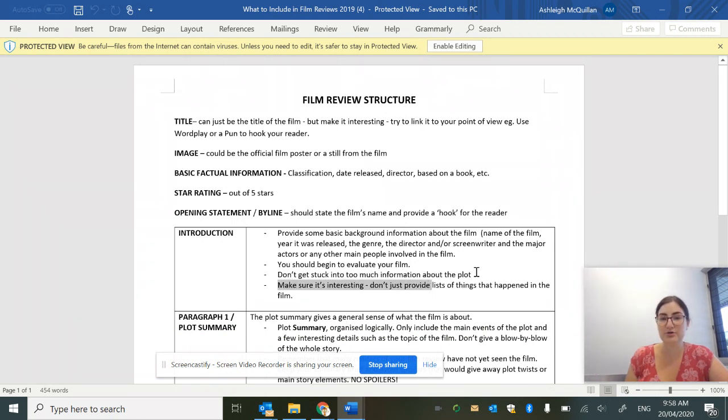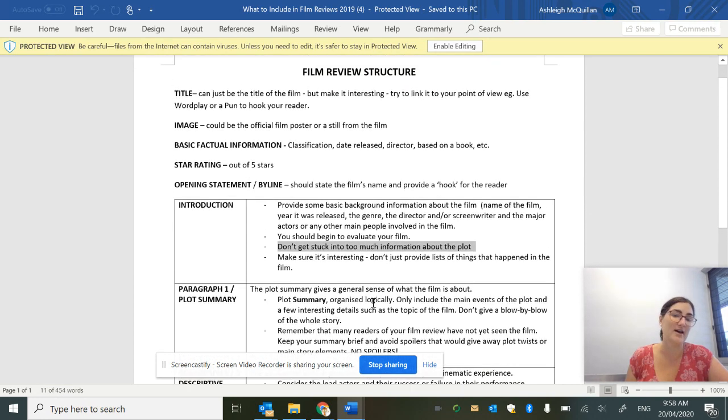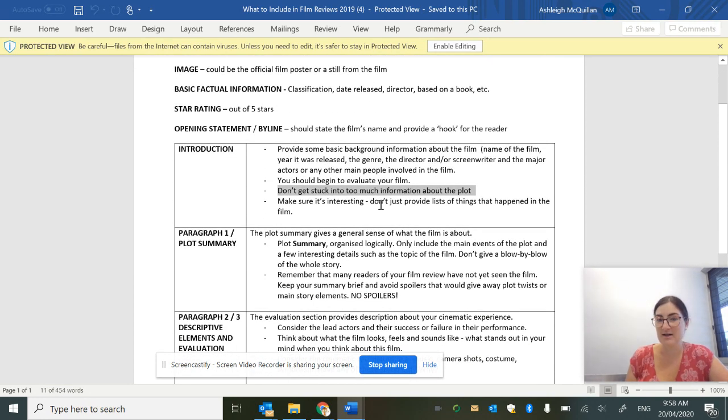Don't put too much information about the plot in there. No spoilers, please. Do not tell me who dies in the film or that at the end of it, Willie discovers he has a long-lost brother in Brand New Day. Okay, don't tell me that because then there would be no point in me going to watch the movie. All right? If you do that, you will lose marks.